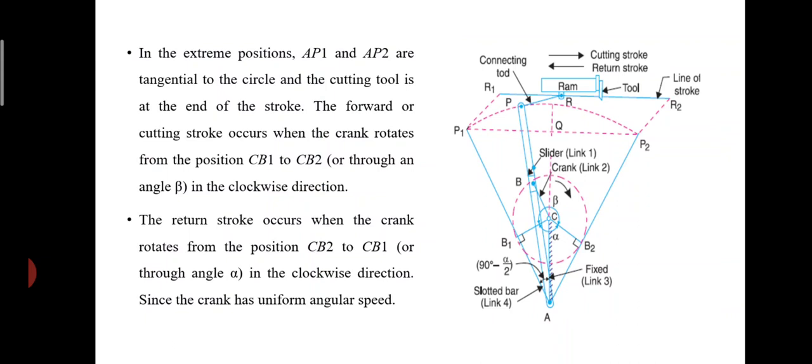In the extreme position, AP1 and AP2 are tangential to the circle, and the cutting tool is at the end of the stroke. The forward or cutting strokes occur when the crank rotates from position CB1 to CB2 through an angle beta in the clockwise direction.